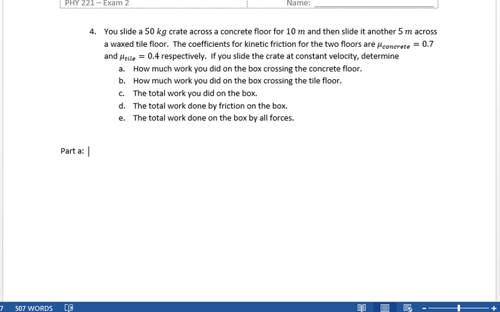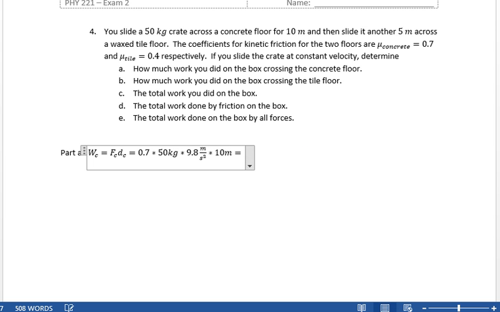Well, the force we have to supply in order to move the box across the concrete floor is just equal and opposite to the frictional force, right? So the work we do on concrete is force on concrete times the distance on concrete. The force on concrete is 0.7 times the mass, 50 kilograms, times 9.8 meters per second squared. So 0.7 times the weight is the force we have to apply, and we go a distance of 10 meters.